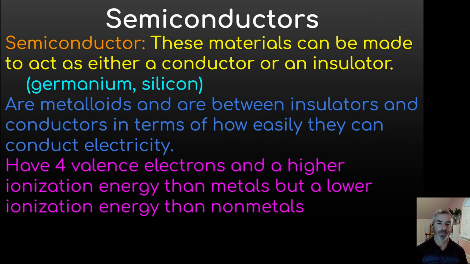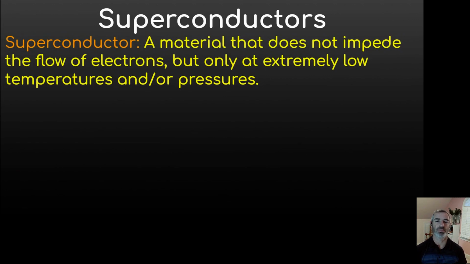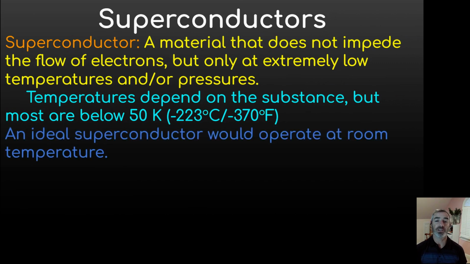Now, a superconductor is a material that does not impede the flow of electrons, but this only occurs at extremely low temperatures and pressures. Most superconductors have a temperature of around 50 Kelvin. So you'd have to cool a material down to 50 Kelvin, or you can see the extremely low temperatures in Celsius and Fahrenheit there that would cause a conductor to become a superconductor. This is not very cost effective, which is why superconductors are not readily available. An ideal superconductor would operate at room temperature.